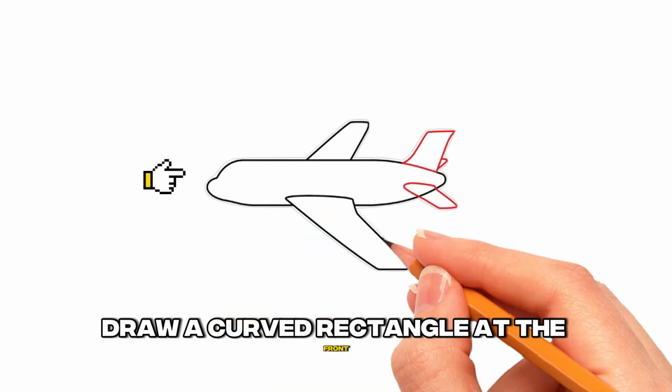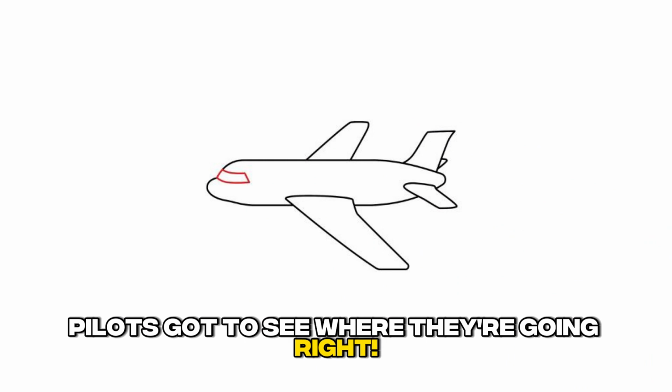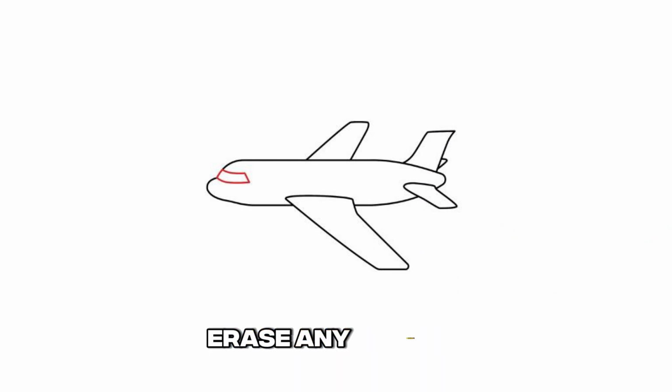Step 4. Drawing the cockpit window. Draw a curved rectangle at the front for the cockpit window. Pilots gotta see where they're going, right? Smooth curves, erase any hiccups.